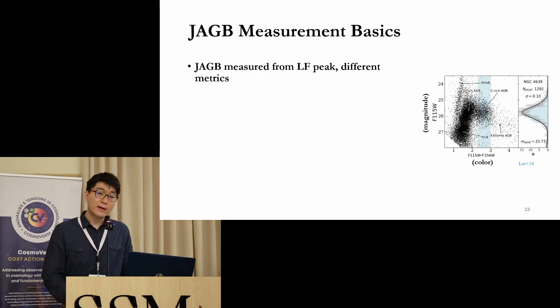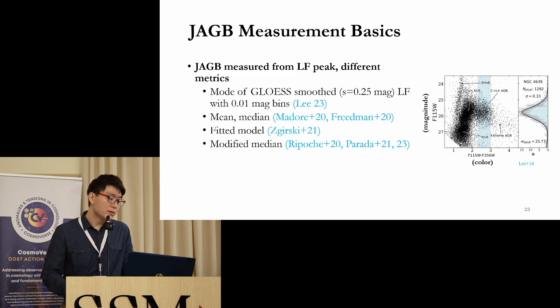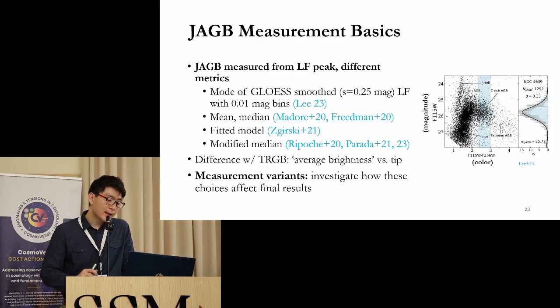As I mentioned before, there are several methods that can be used to measure the JGB, and all of these seek to identify some sort of peak in the J region luminosity function. This can involve the mode of a smoothed and binned luminosity function, which was pioneered by Abby. You can take the mean or median magnitude of those stars, you can fit a model, or you can use other alternative definitions of the median. In comparison with the TRGB, we're essentially trying to find the average brightness of these stars in the J region, and that's conceptually much simpler than the TRGB, where we're trying to identify a discontinuity.